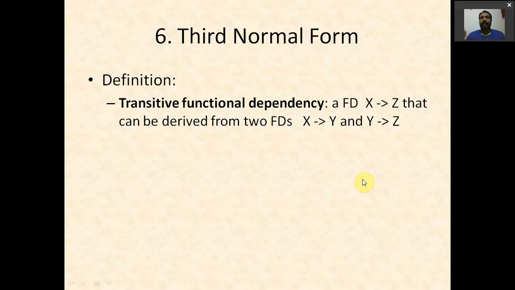The next is third normal form. So in third normal form, we have to define what we mean by transitive functional dependency. A functional dependency X to Z that can be derived from 2 functional dependencies X to Y and Y to Z is known as a transitive dependency. That is, there will be a dependency from X to Z. If we have a functional dependency X to Y and another functional dependency Y to Z, then the functional dependency X to Z will also hold. Then this is known as transitive dependency.